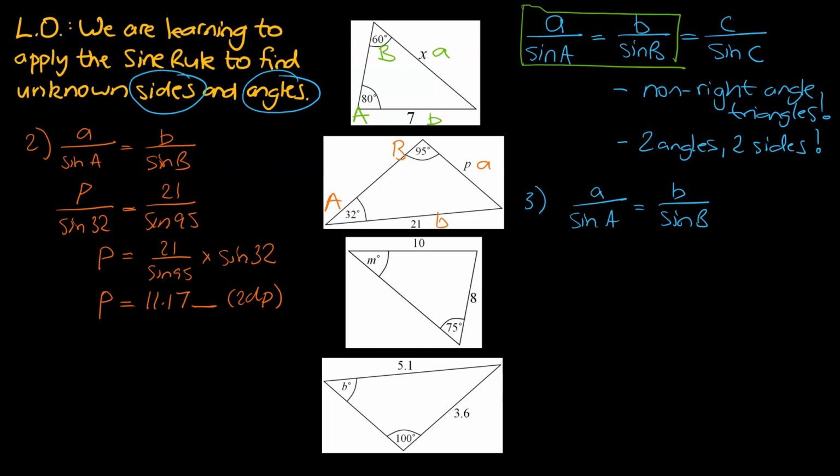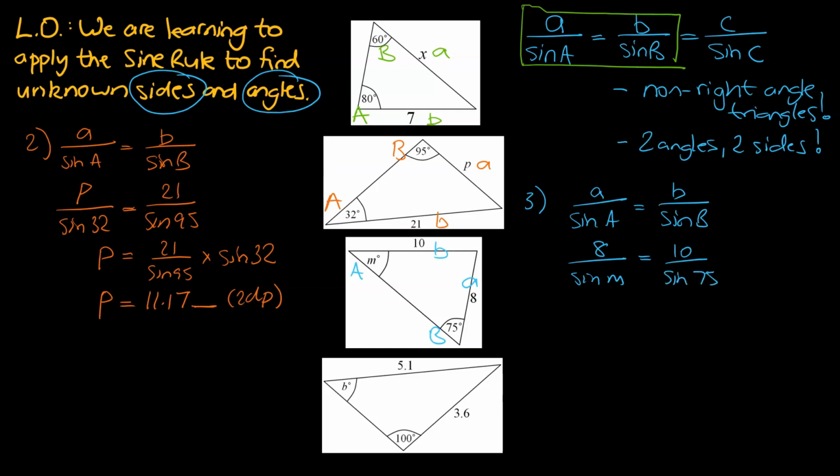We then go through our labeling process. So let's call angle M A, which means 8 will be little a, and 75 will be B, which means 10 will be little b. Just a friendly note, if you got the A and the B the other way around, that's all good. You'll be able to solve for the right answer anyway. So a is 8 divided by sine M, which is what we're trying to solve for. That's going to be equal to 10 divided by sine 75.